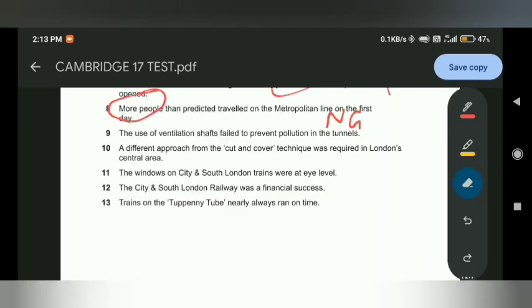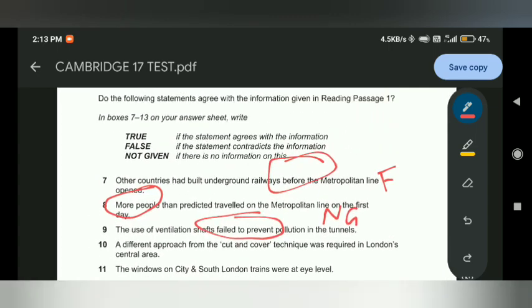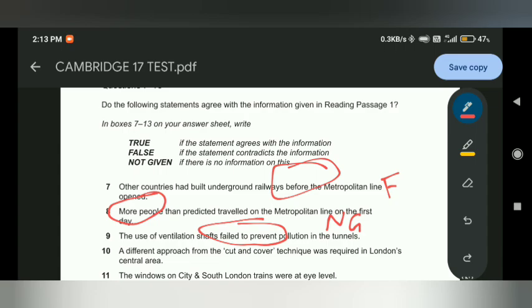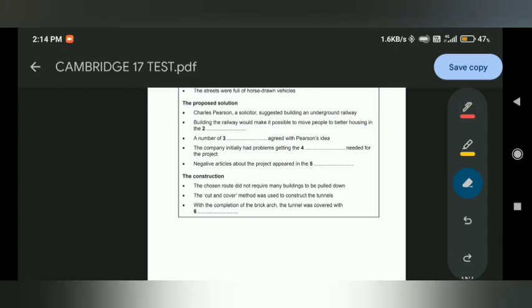So let's read the next question. The use of ventilation shafts failed to prevent pollution in tunnels. So in this one, the main idea is failed to prevent, because it is the word that is changing the answer. So let's take a look. And ventilation is the keyword that we need to look for in the paragraph.